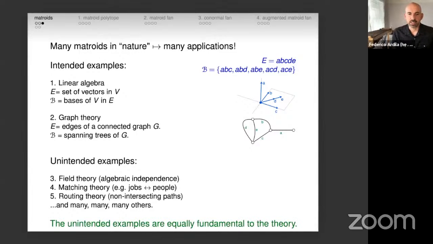And one very important thing is that those unintended examples are an extremely important part of the theory. They really turn out to be a fundamental part of the theory. If we only did 1 and 2, we would basically be talking about linear algebra. But when we invite all these other unintended examples into the theory, then we get a much richer theory. Okay.